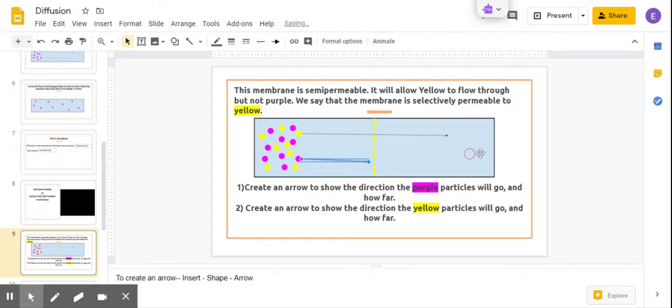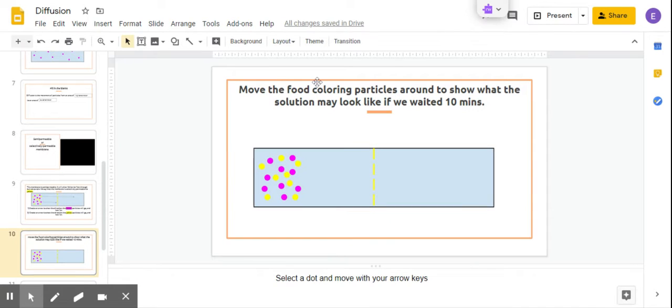Okay, so it's only going to be able to travel to the barrier. Okay, so they're both going to try to disperse their way out, create some sort of equilibrium. They're just going to look a little bit different, and this is where maybe we need a little bit more understanding. So move the food coloring particles around to show what happened after 10 minutes.